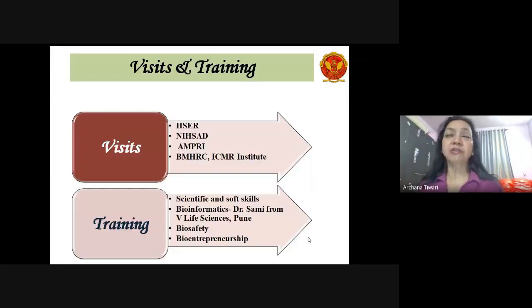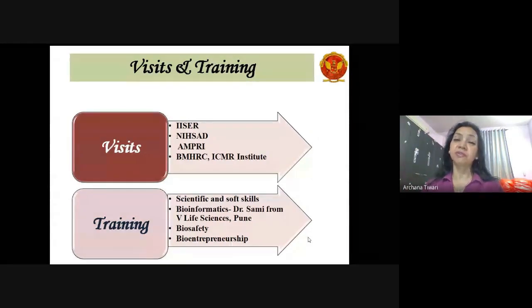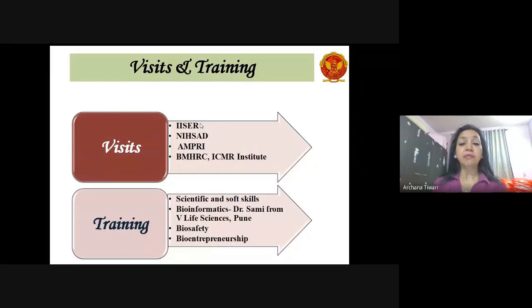Students of both the courses, MTech Biotechnology and PGCMB, visit frequently various institutions such as Indian Institute of Science Education and Research, Bhopal, and National Institute of High Security Animal Diseases, Bhopal. This is Asia's number one institute related to exotic diseases, that is viral infections.